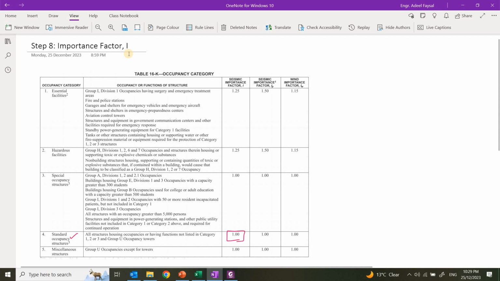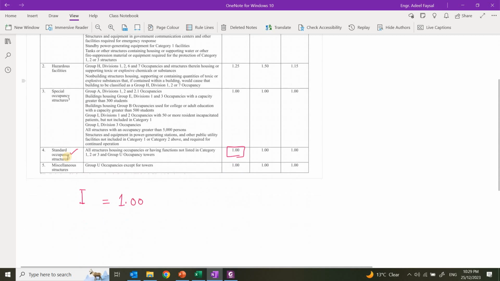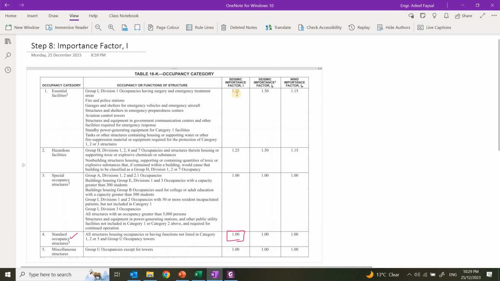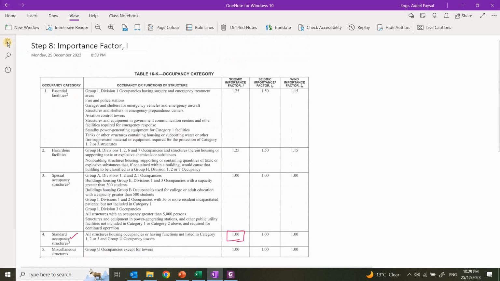step, step 8, importance factor I. In this case, we are given that it's a standard occupancy structure, just a normal commercial building, so this is the factor you need to look at, this is I, which is 1.0 for our case, so I is equal to 1.00.